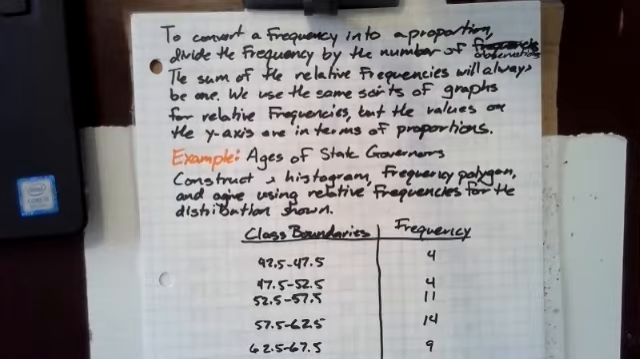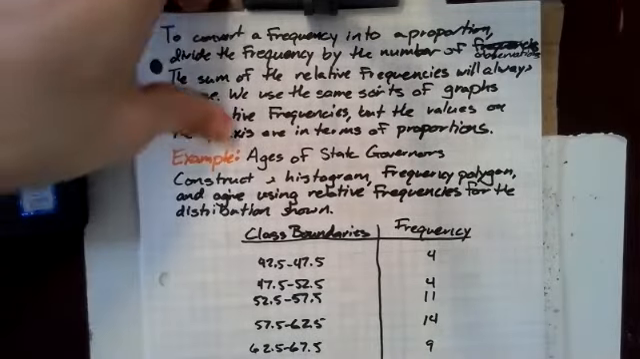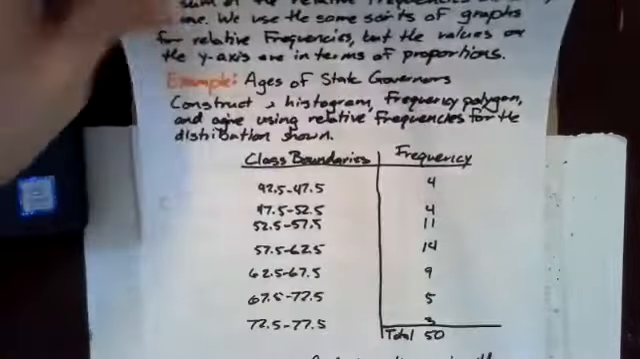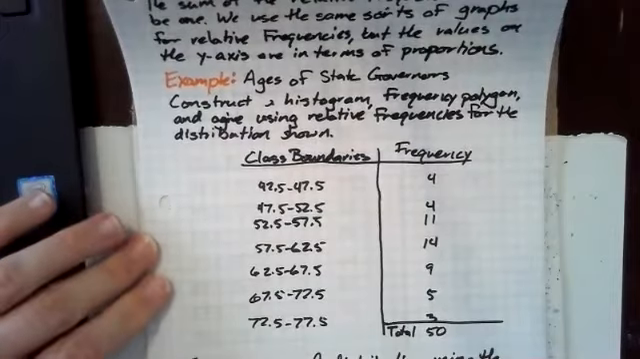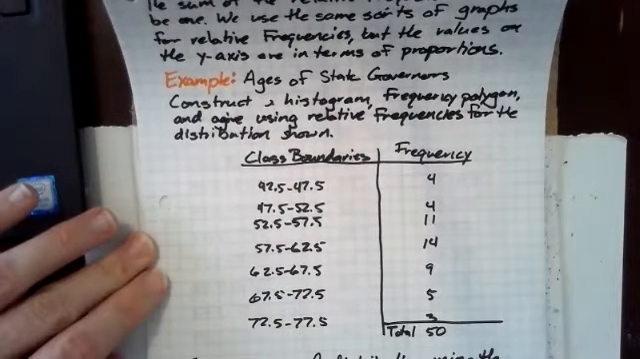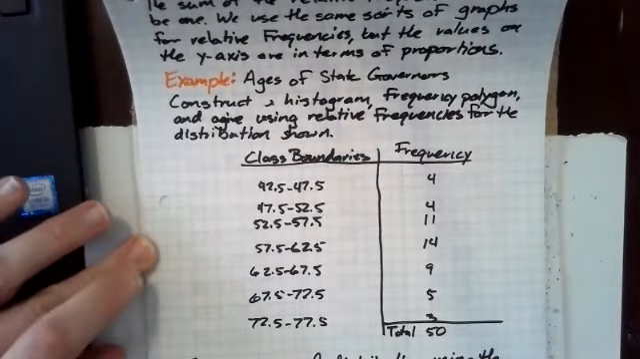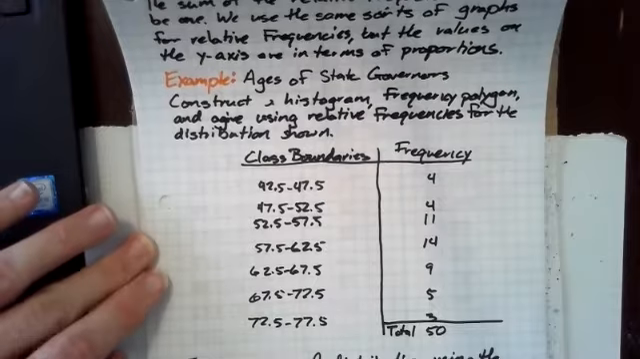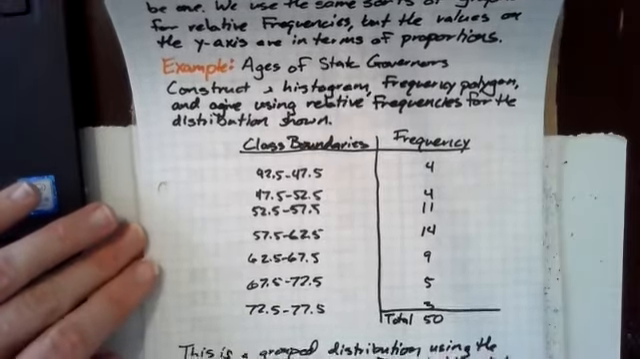We use the same sorts of graphs for relative frequencies, but the values on the y-axis are in terms of proportions. So for example, we'll look at the ages of state governors. We'll construct a histogram, frequency polygon, and ogive using relative frequencies for the distribution shown.